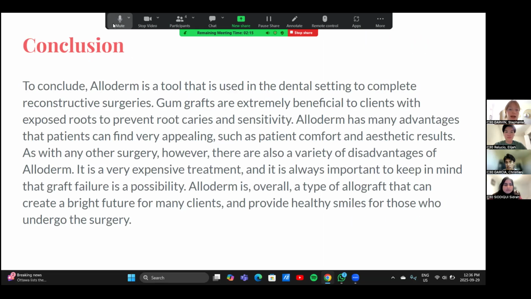All right, so to conclude, AlloDerm is a tool that is used in a dental setting to complete reconstructive surgeries. Gum grafts are extremely beneficial to clients with exposed roots to prevent root caries and sensitivity. AlloDerm has many advantages that patients can find very appealing, such as patient comfort and aesthetic results. As with any other surgery, however, there are also a variety of disadvantages of AlloDerm. It is a very expensive treatment, and it is always important to keep in mind that graft failure is a possibility. AlloDerm is, overall, a type of allograft that can create a bright future for many clients and provide healthy smiles for those who undergo the surgery.